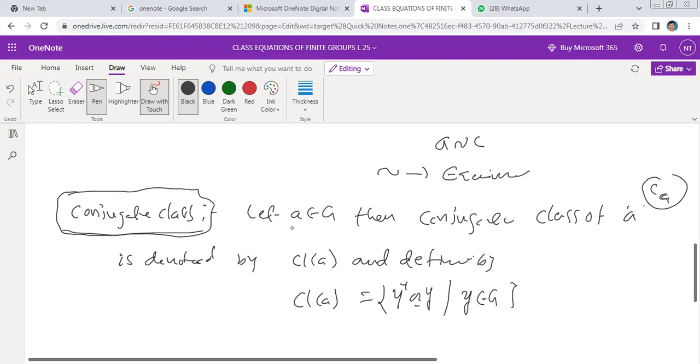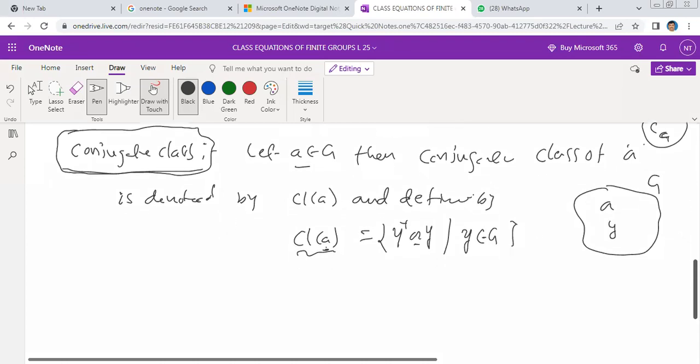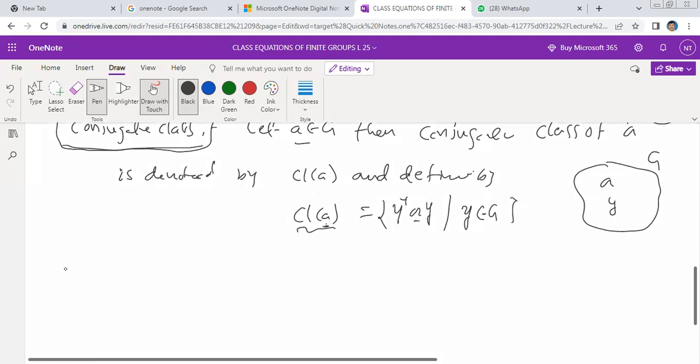Already A is an element in G. My group is G. So the conjugate class of an element A is equal to Y inverse A Y, where this Y also belongs to G. So both A and Y are elements in G. The set of all Y inverse A Y is called the conjugate class of A. Now I'm giving some examples for this.